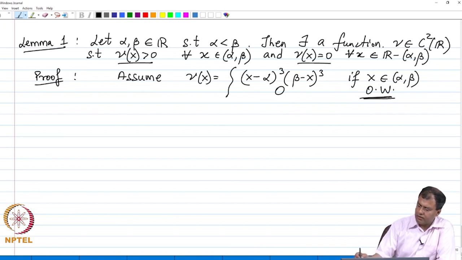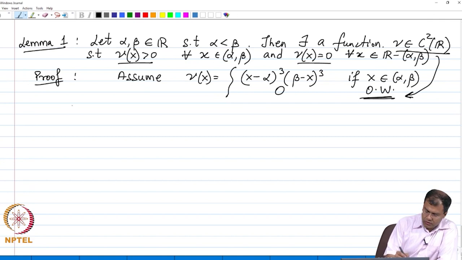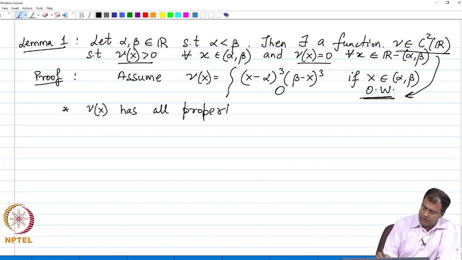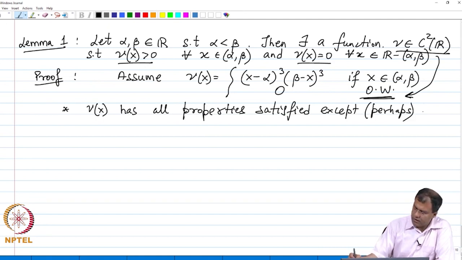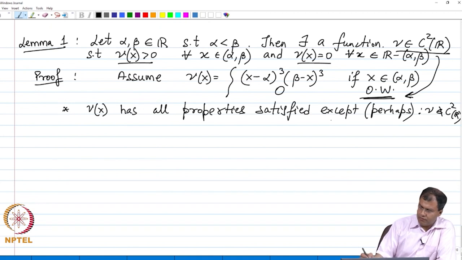Certainly it exists outside the interval, so this condition holds outside the interval (alpha, beta). So we just need to figure out the first and the second derivative of this function inside the interval (alpha, beta). As I just said, nu of x has all properties satisfied, except perhaps nu is not second order differentiable. We are not sure unless we have shown that it is second order differentiable. So let us now calculate the first and the second derivative of this function.